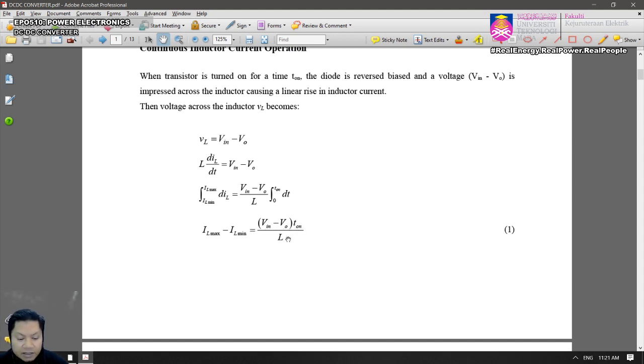And if you look at the circuit again, this also equals to delta IL, which is the ripple of the inductor current.